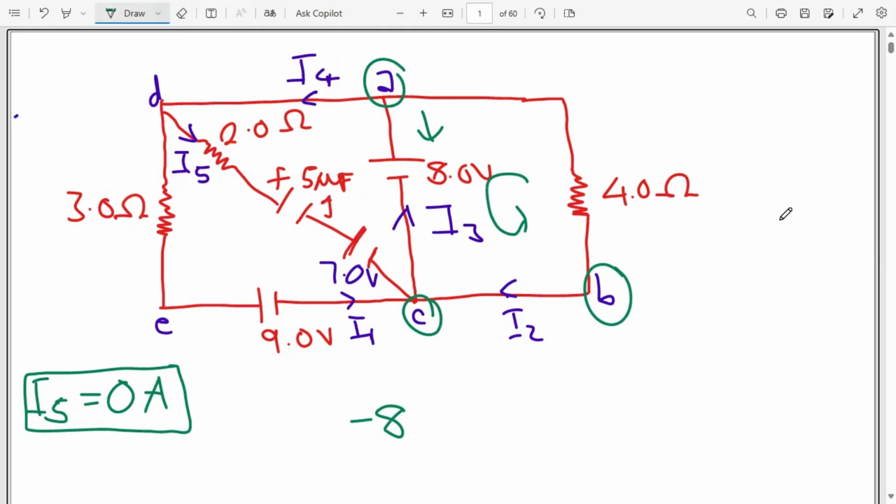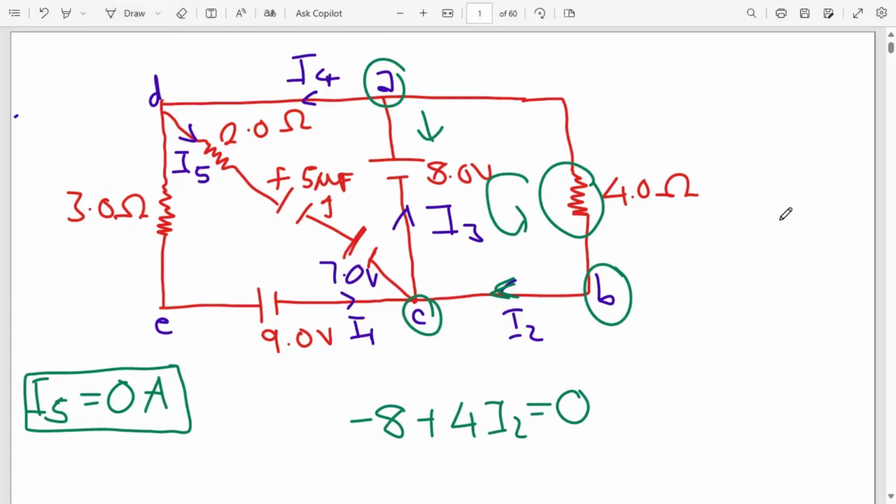Then from point C to point A, we don't have anything. We just have current I2. Then from B to A, we have this particular resistor, and there is voltage across this resistor. We can see current I2 is flowing in this direction. So what does that mean? That means the voltage across this is against the direction of current. So that is a voltage gain. So that will be plus 4I2. And this is going to be equal to 0. That is the equation we're going to get from the loop ACBA.